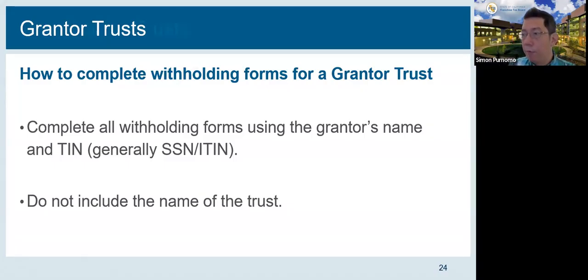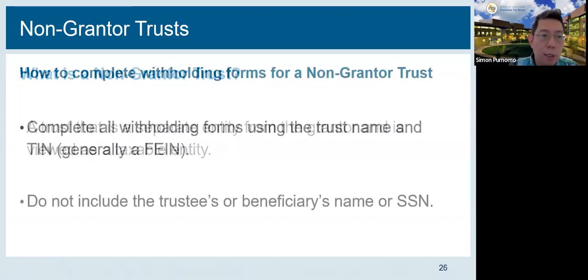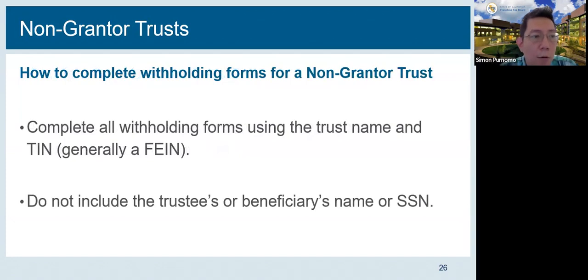And the second type of trust is the non-grantor trust. It is a trust that is a separate entity from the grantor and is viewed as a taxable entity. When completing the Form 593 with a non-grantor trust on title, complete all withholding forms using the trust name and the ID number, which is generally the FEIN, and do not include the trustee or beneficiary's name or the SSN.